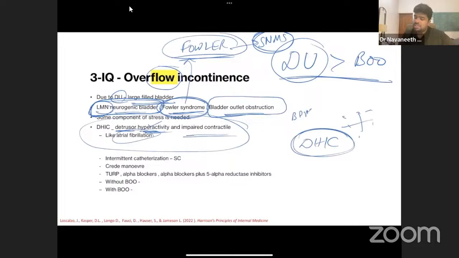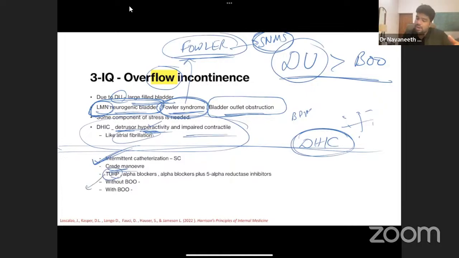Treatment for overflow incontinence is intermittent catheterization. You can't go for Kegel exercises. You can't go for pelvic floor training and all that. Those don't become the answer. The answer is intermittent catheterization and self-catheterization. You can do Credé's maneuver, which the patient himself can do.